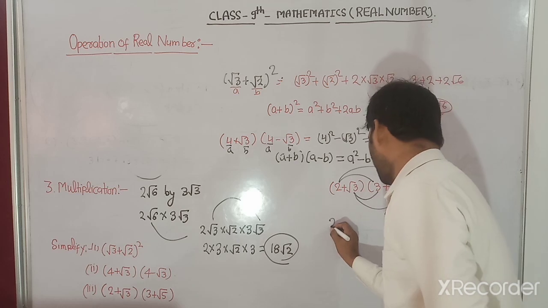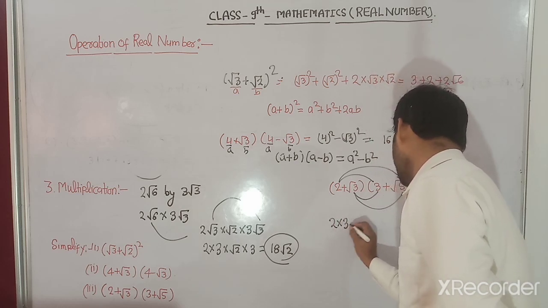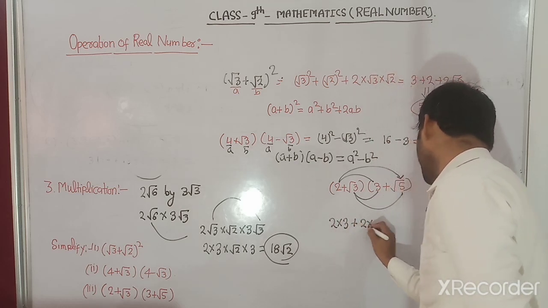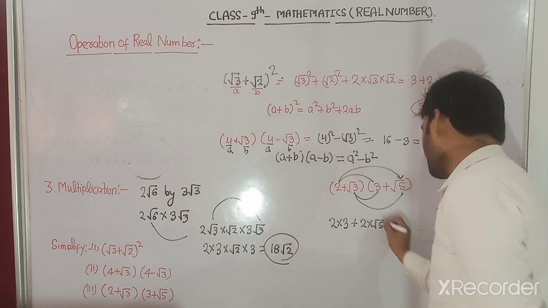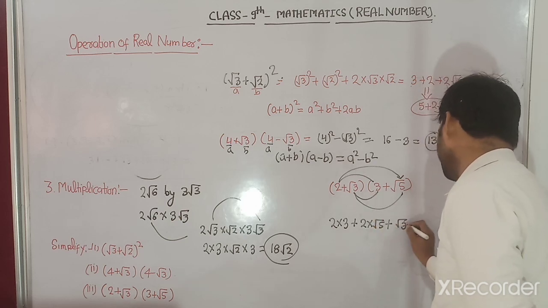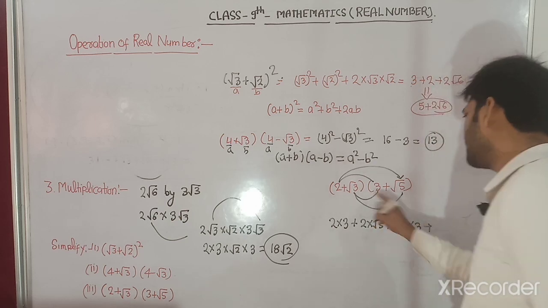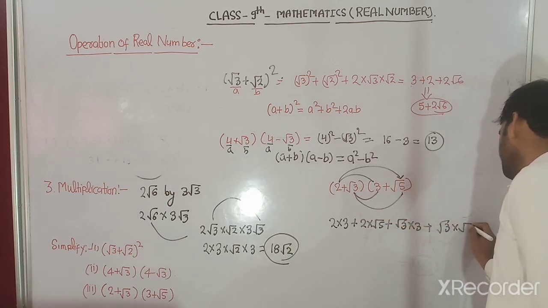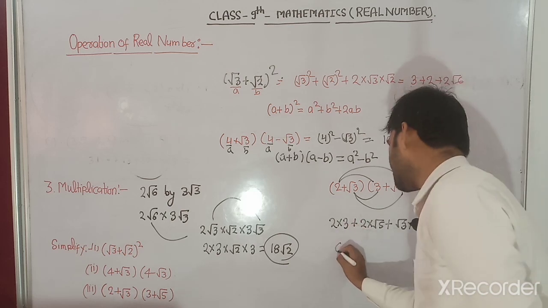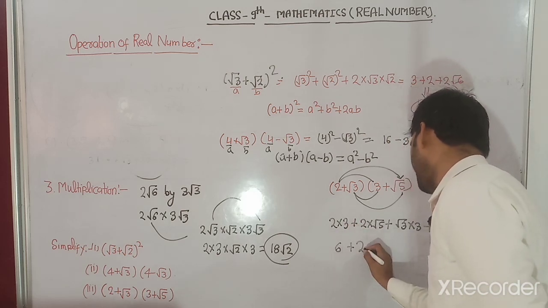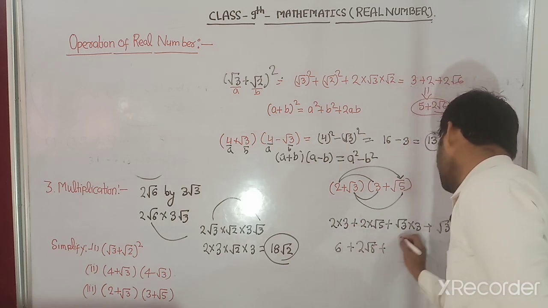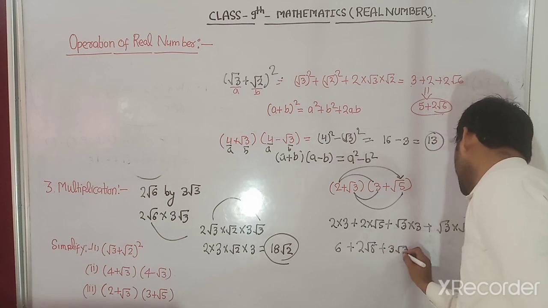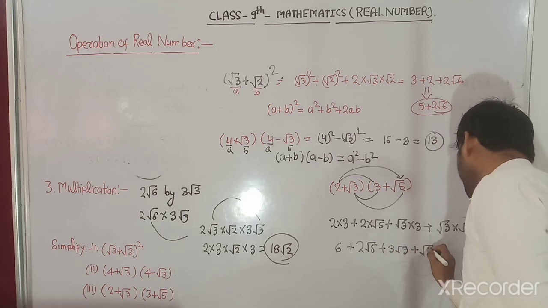First, 2 multiplied by 3. Second, 2 multiplied by root 5. Third, root 3 multiplied by 3. And last, root 3 multiplied by root 5. Then 3 times 2 is 6, plus 2 root 5, plus 3 root 3, plus root 15.